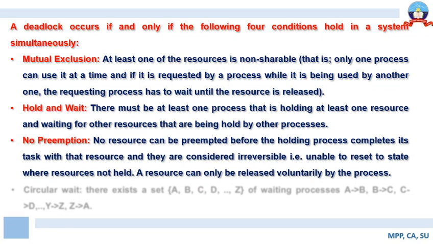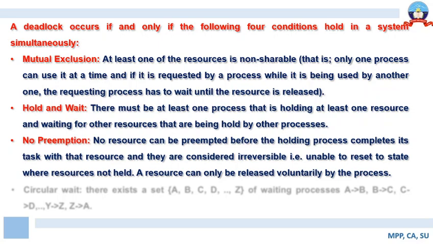The third one is called non-preemption. No resource can be preempted before the holding process completes its task with the resource. So no preemption basically means no resource can be preempted before the holding process completes its task with the resource, and they are considered irreversible. That is, unable to reset the state where the resource was not held.